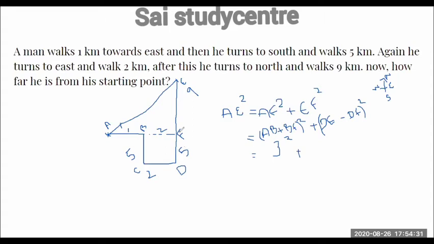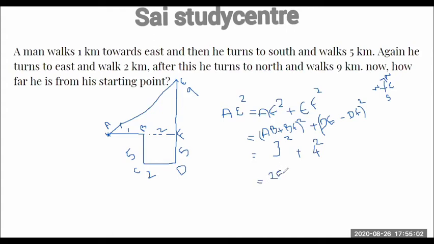What is this 5? FE is 5 because in the question he said that again he turns to east and walks 2 kilometers. After this he turned towards 9 kilometers. So when we close this one, these two sides are opposite sides and have an equal distance. So GF is also 5. So 9 minus 5, we will get 4 squared. So it is nothing but 3 squared is 9 and 4 squared is 16. So it is totally 25.